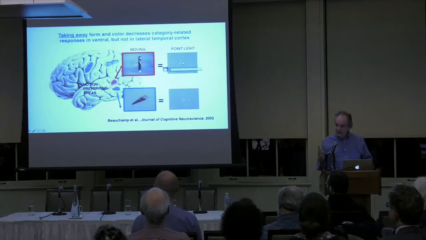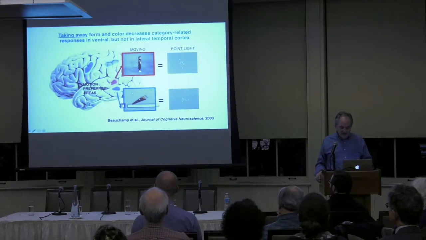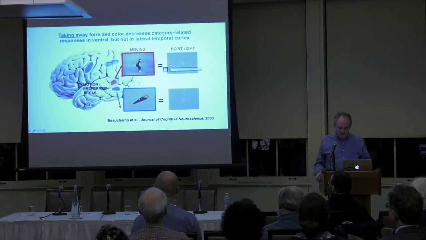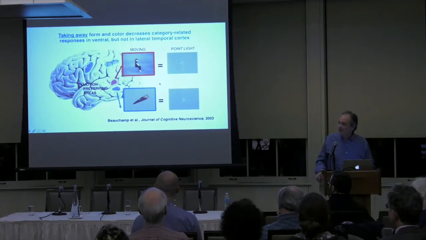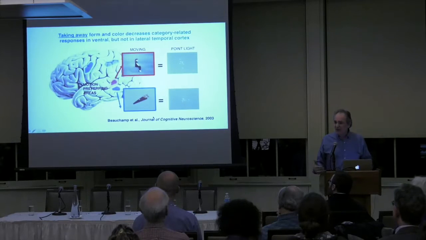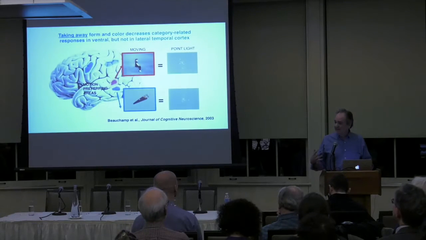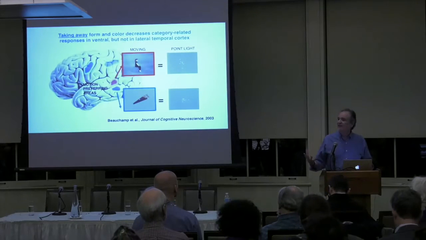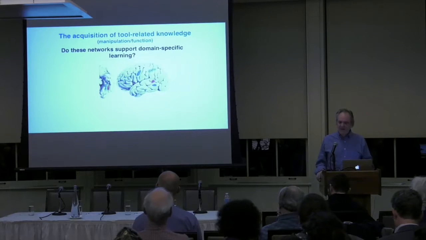Whereas, as you can imagine, the motion preferring areas couldn't care less. They just want to respond to moving things and respond equally well to the moving images as the point light images. So that's how we go about, one, defining the areas, where they are, and secondly, defining their function. All right.